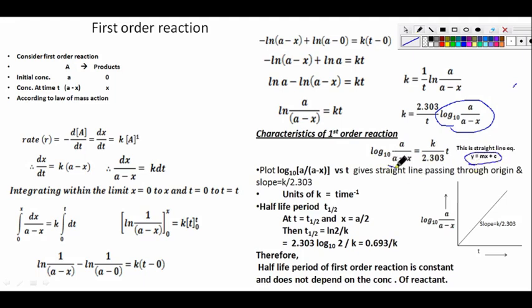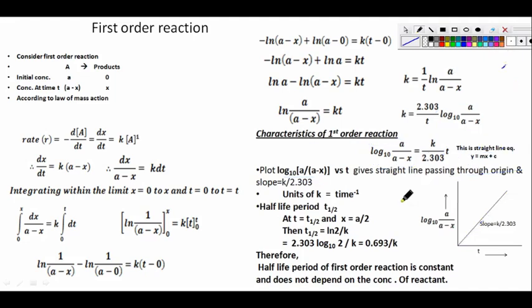Here on the y axis we put log to the base 10 of a upon a minus x, and on the x axis time is there, so it is a plot of this versus time. It gives a straight line passing through the origin. Here intercept c is 0. We can put here plus 0. So the intercept on the y axis is 0, so our line starts from 0. That's why the line is passing through the origin.